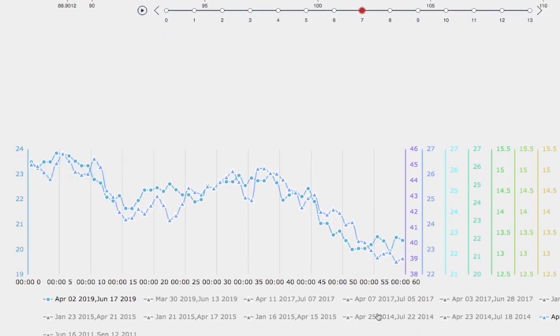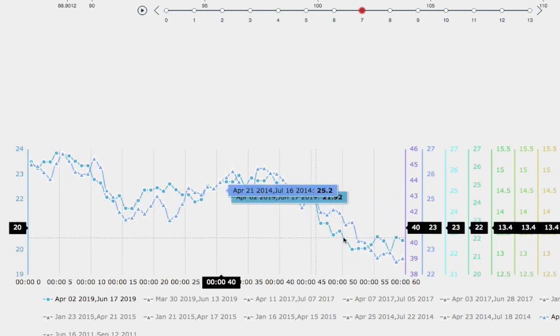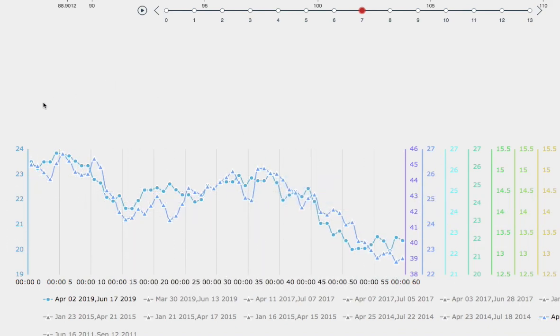And here's the line chart that I compared it to. It overlapped pretty well with the current trend right here and the 2014 trend overlapping.